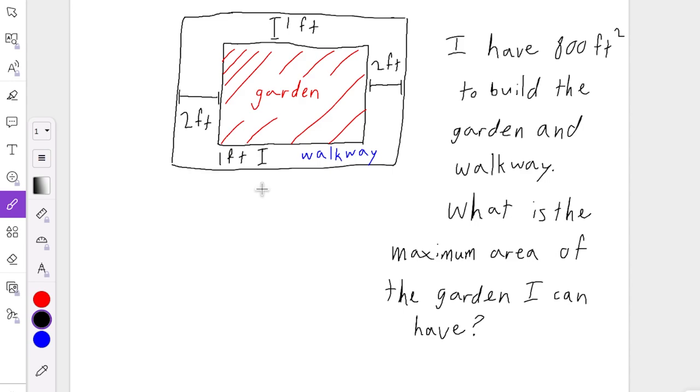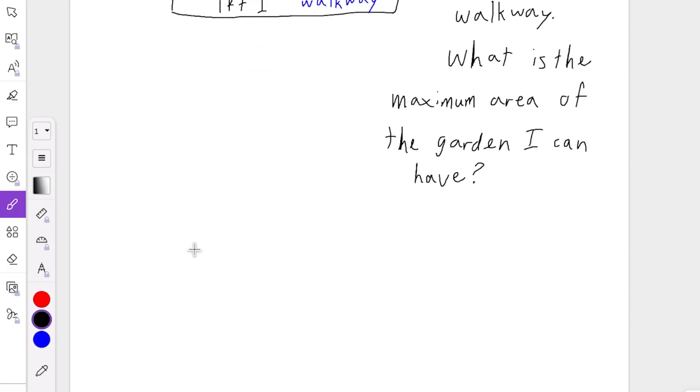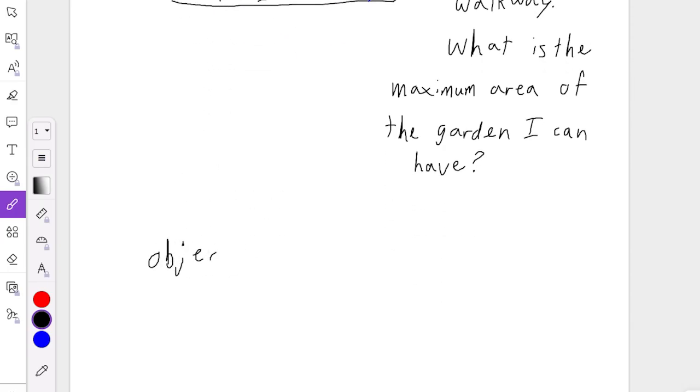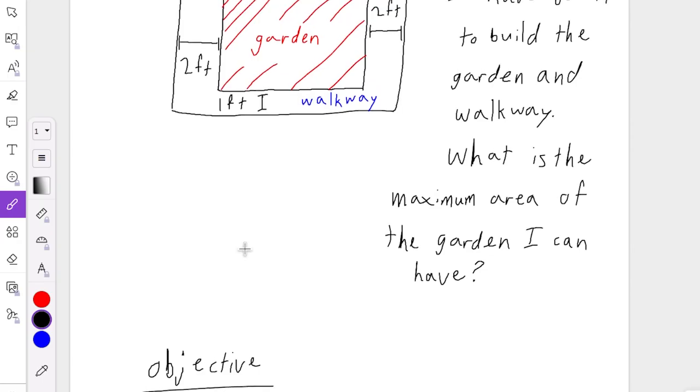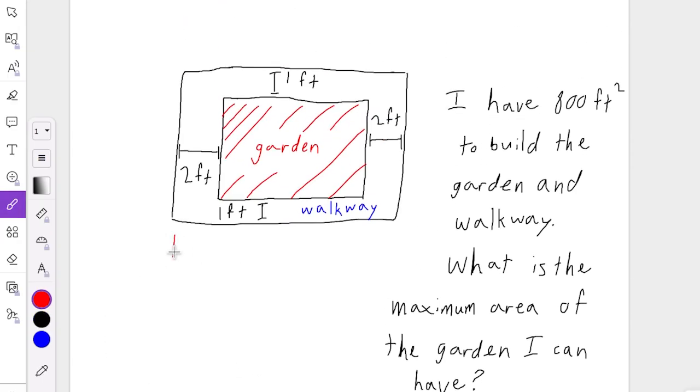If you're stuck, I will give you a hint. The hint is, when it comes to the objective and the constraint, the objective and the constraint actually are going to depend on what you define as x and y. Let me explain. If you define this as x and this as y, then what's the area of your garden?